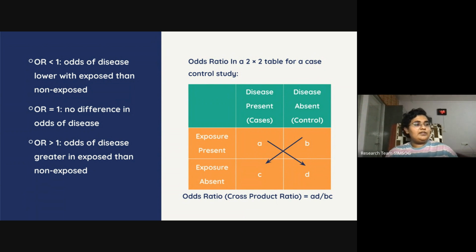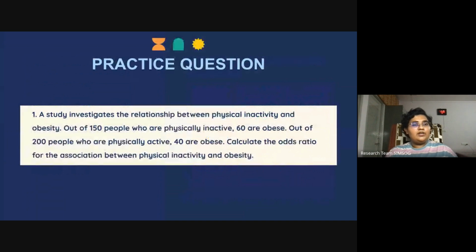Right. So once again, let us try to solve a question regarding odds ratio. We are doing a study investigating the relationship between physical inactivity and obesity. Out of the 150 people who are physically inactive, 60 are obese, and out of the 200 people who are physically active, 40 are obese. So what would be the odds ratio for the association between physical inactivity and obesity? Feel free to unmute yourself or write in the chat box.